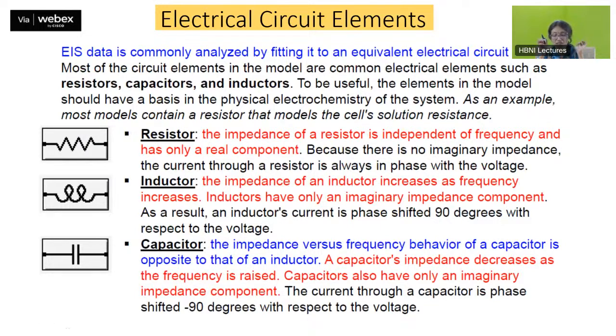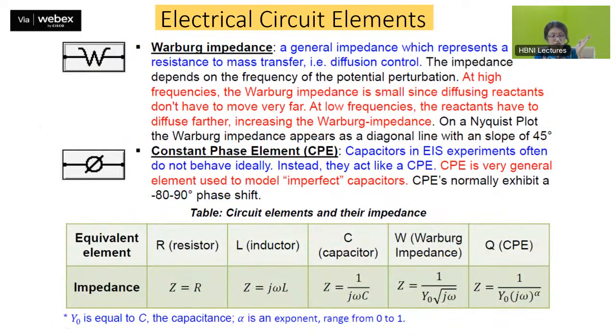Then you have the capacitor. The impedance versus frequency behavior of a capacitor is just opposite to that of an inductor. A capacitor's impedance decreases as the frequency is raised. Capacitors also have only an imaginary impedance component. But you have to remember the current through a capacitor is phase shifted minus 90 degrees with respect to voltage. So for an inductor it is plus 90 degree phase shift, whereas in case of a capacitor, it is a minus 90 degree phase shift.